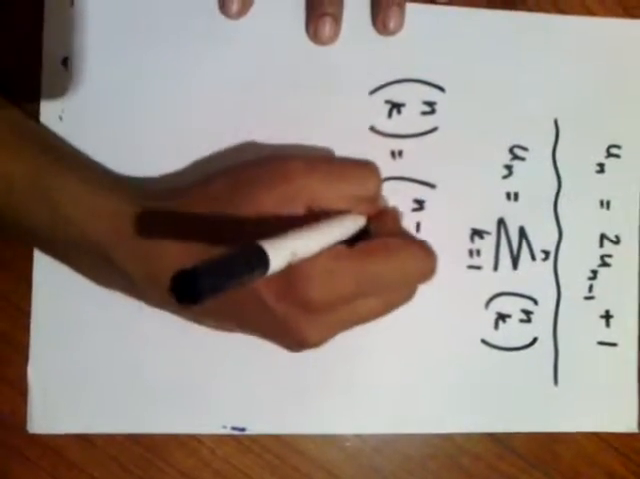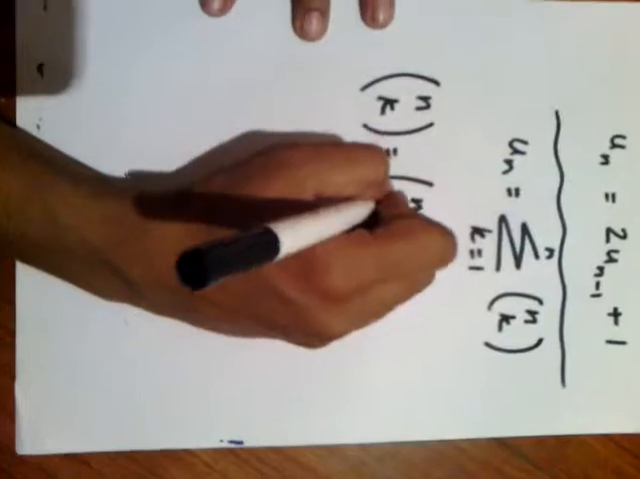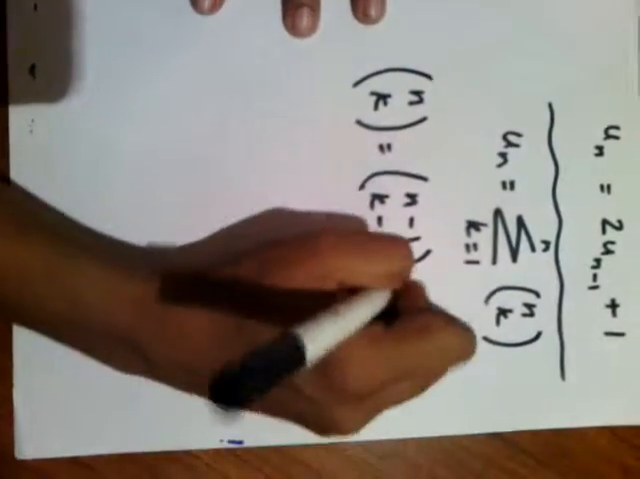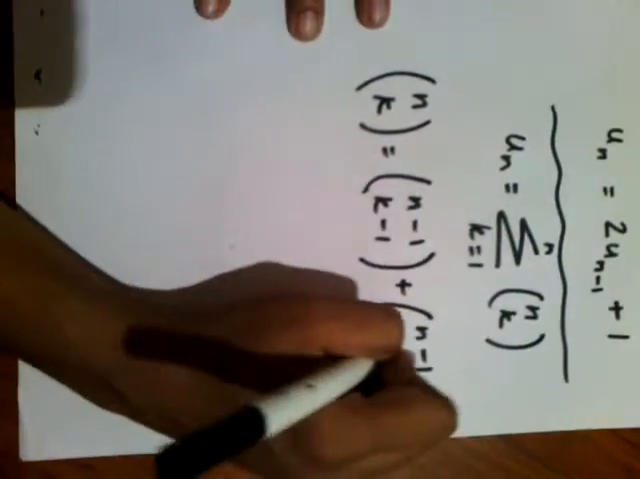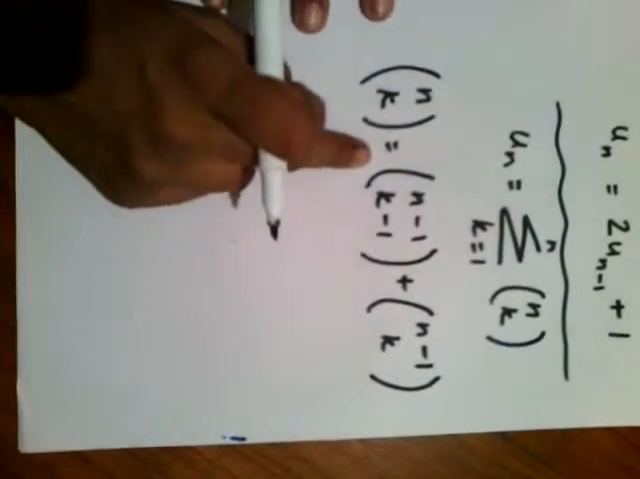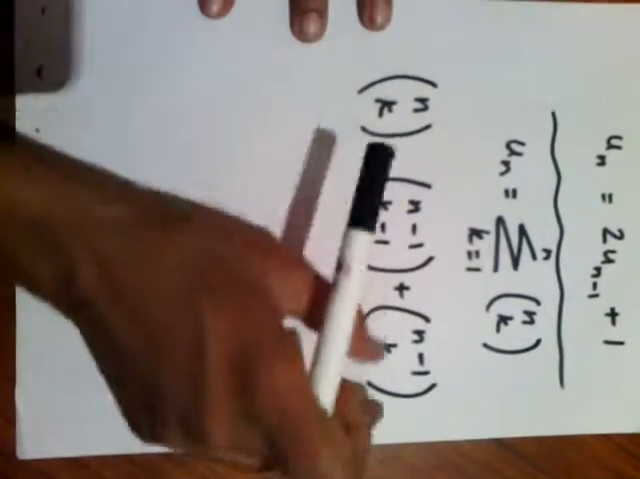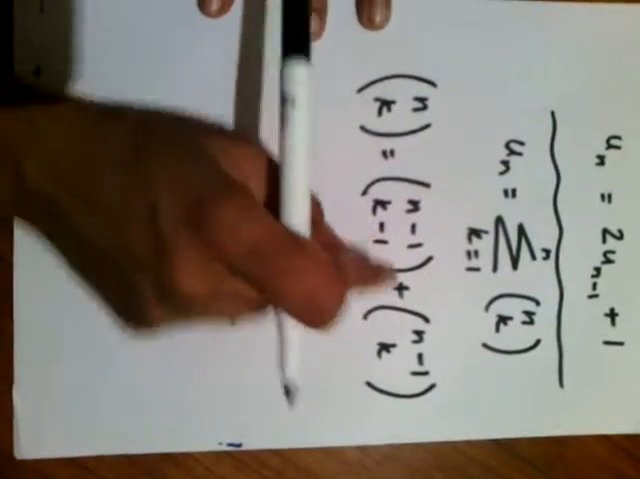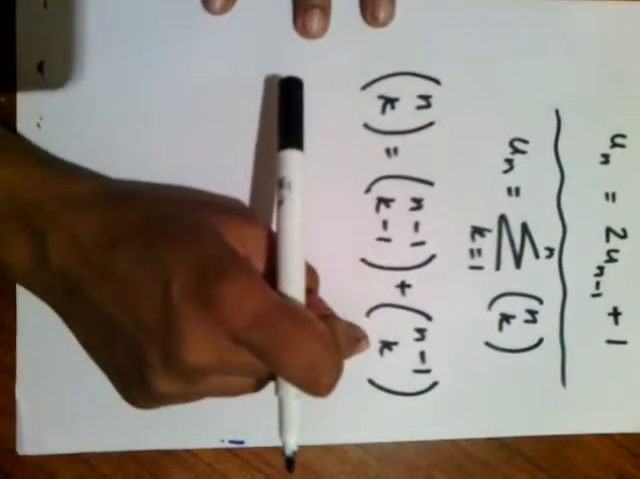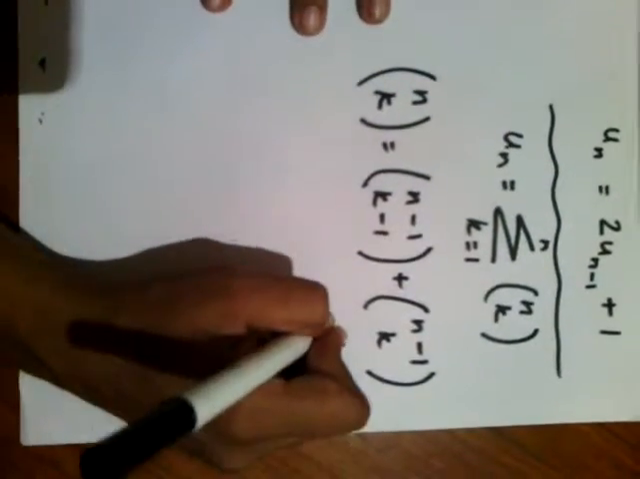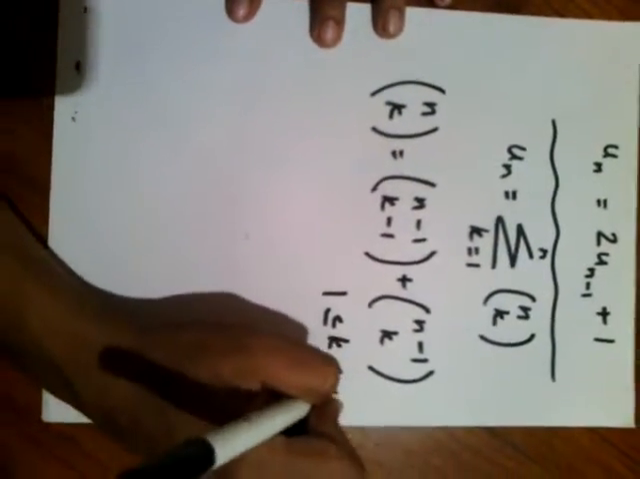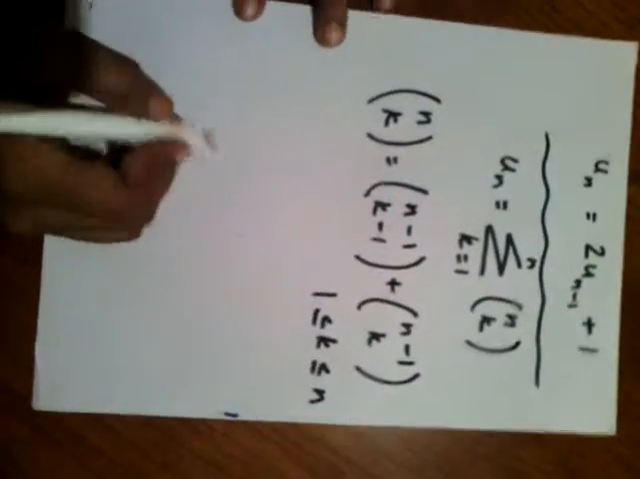n minus 1 choose k minus 1 plus n minus 1 choose k. So n choose k should be equal to n minus 1 choose k minus 1 plus n minus 1 choose k. And this is a theorem, he says, from 1 all the way to n. This is a theorem that can be worked out.